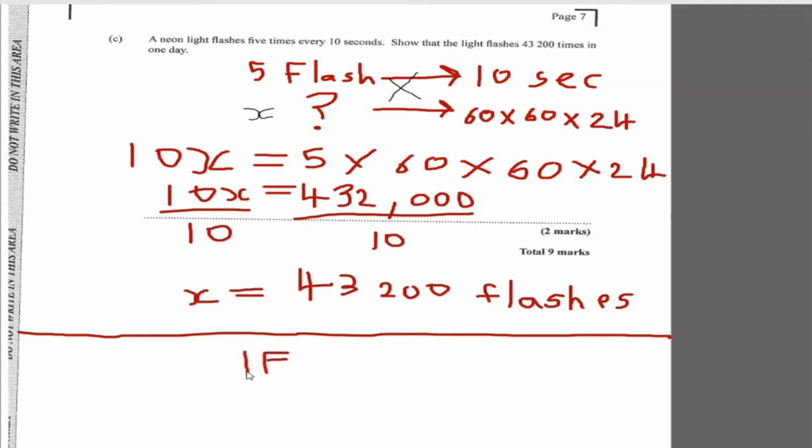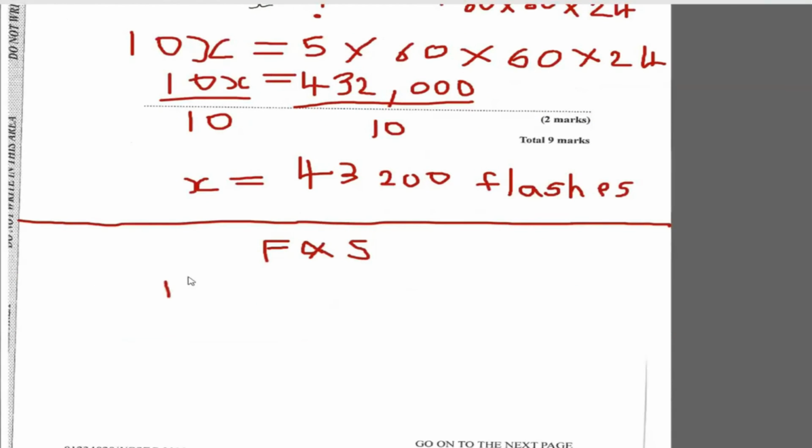And then what we're going to say is flash is proportional to time, and the time we're going to use is seconds. So flash is proportional to seconds. And so using direct variation, that means F is equal to K, some constant, times S.